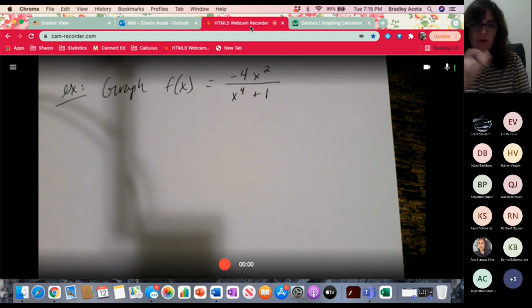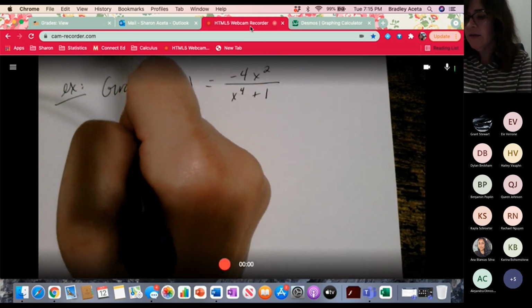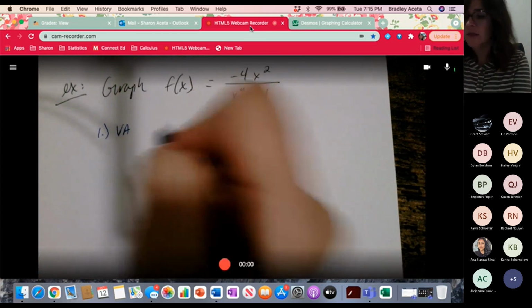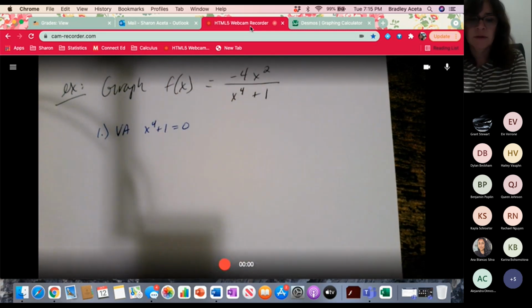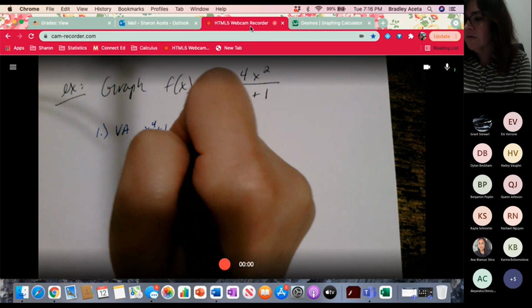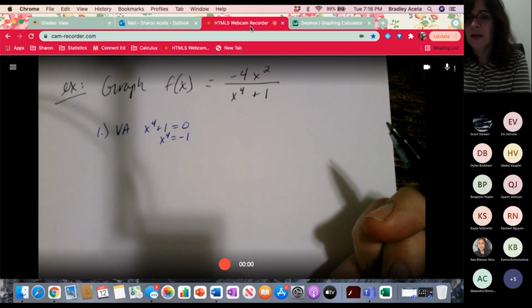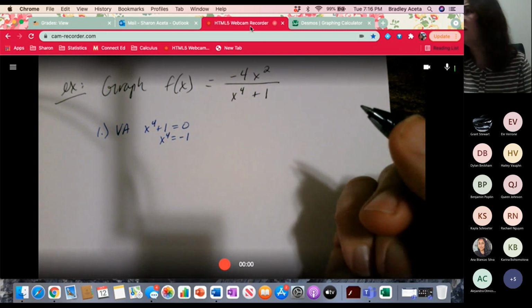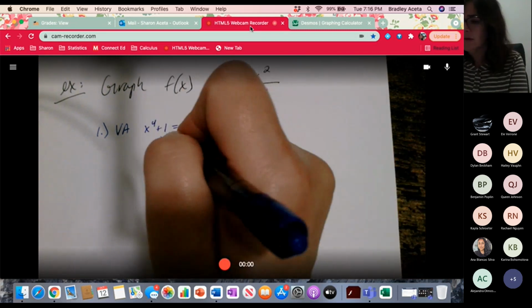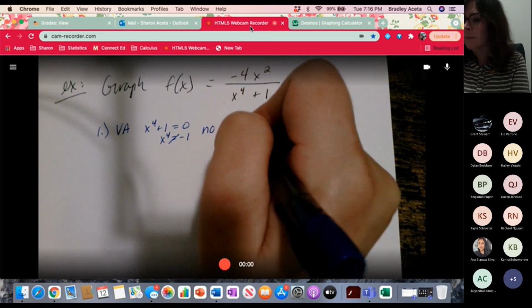I start by doing vertical asymptote. That's the first thing I do. So I go to my denominator and I set it equal. I write VA, vertical asymptote. I take my denominator, x to the 4th plus 1, set it equal to 0, and solve it. X to the 4th equals negative 1. Can that happen? Can you take the 4th root of negative 1? Are you going to get i's? No. This can't happen. There is no vertical asymptote.